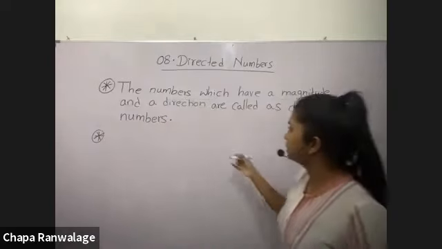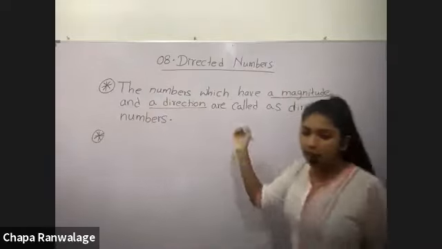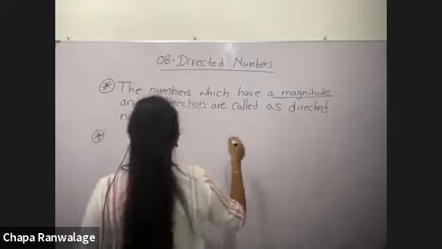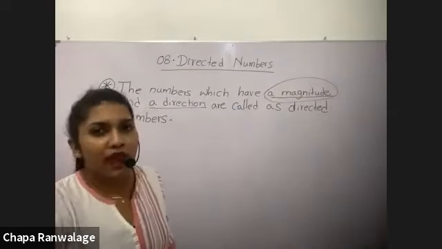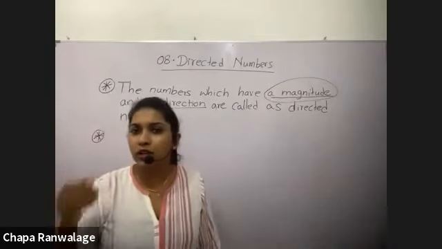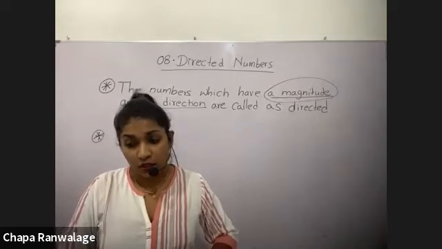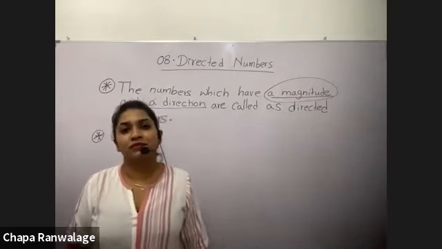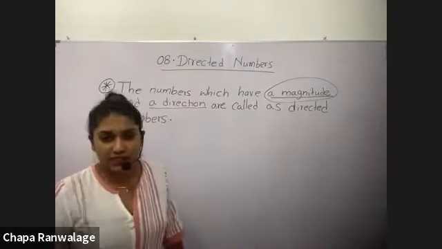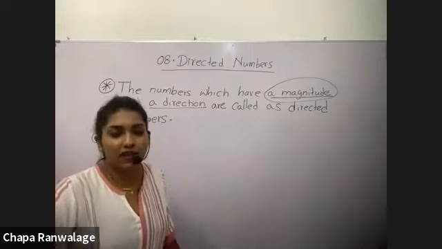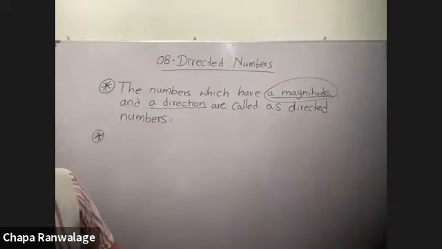So in directed numbers we can see the magnitude and the direction. How can we represent the magnitude? Can anyone say what we should use to represent the magnitude? We use a number line for directed numbers.